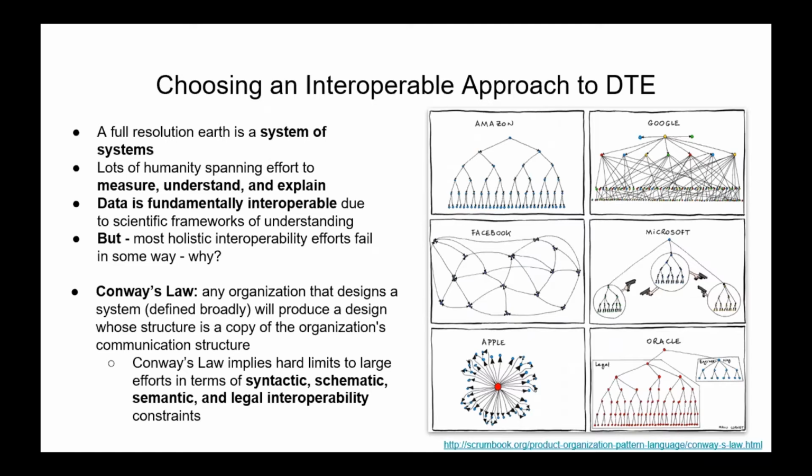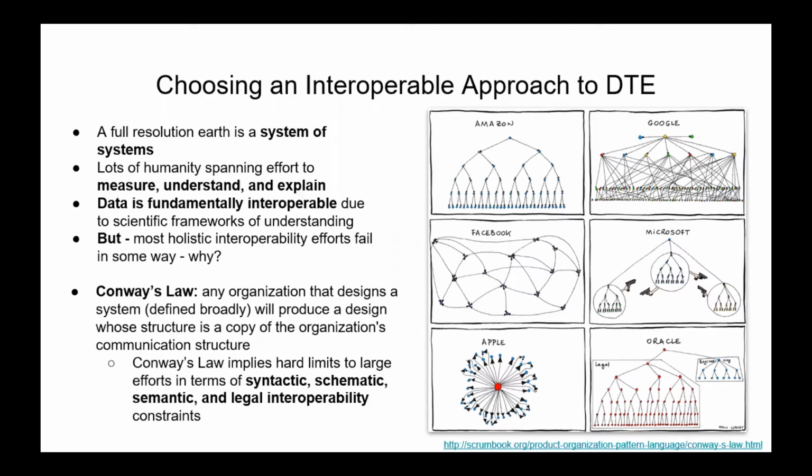So, it's a system of systems. We're trying to measure, understand, and explain the Earth. And I propose that data is fundamentally interoperable due to all the scientific frameworks, the ontologies, the lexicons, the thesauri, the ways of thinking and understanding that have been developed. But most of these interoperability efforts fail.